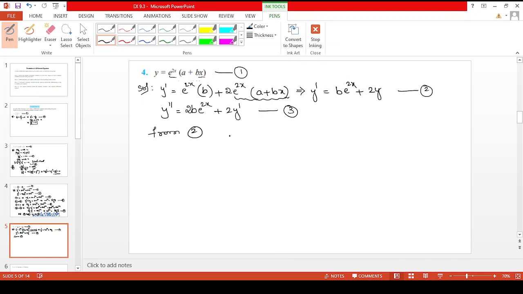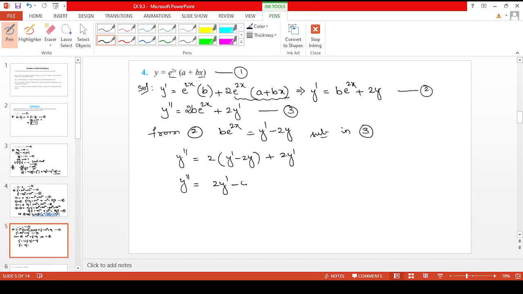From equation 2, we can clearly see that b into e power 2x value is y dash minus 2y. Right? This I am going to substitute in 3. So y double dash equal to 2 into (y dash minus 2y) plus 2y dash. So therefore y double dash equal to 2y dash minus 4y plus 2y dash, which is equal to 4y dash minus 4y. That is exactly equal to y double dash, so y double dash minus 4y dash plus 4y equal to 0 is the required equation.